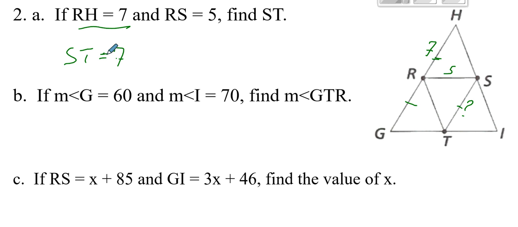In B, angle G is equal to 60 degrees, angle I is equal to 70 degrees. Find the angle GTR. What's that angle there? That's our unknown. So here, when we're talking about angles, we should have angle measures there.